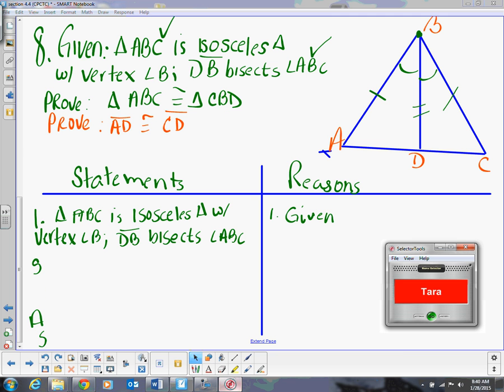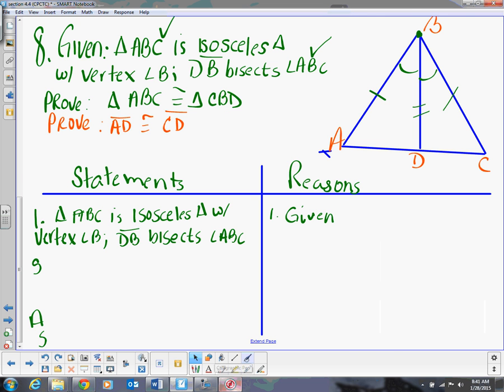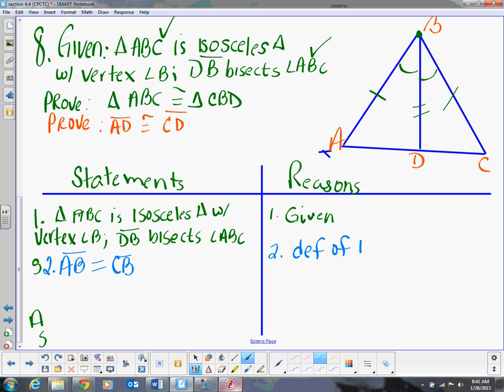So, what is the first set of sides you want to put in our proof? Lucas? AB and BC. Okay, he is going to say this is step 2. AB is congruent to CB. Why, Lucas? Because the definition of isosceles triangle. All right.